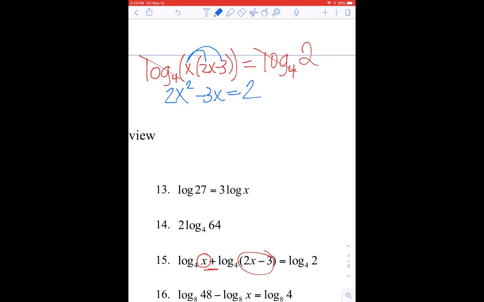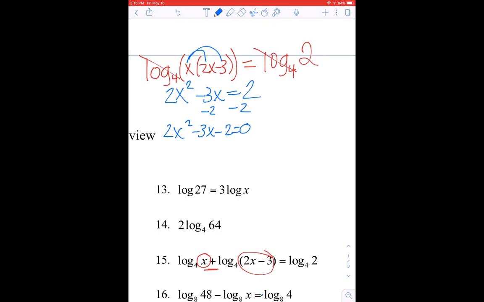And then when you see this x, normally you want to get the x alone, but when you see that this is an x squared, you know that this is going to be a quadratic, which means you need to get everything on the same side and then factor so you can solve for x. This means you're probably going to have two answers for x. Okay, so I'm going to subtract 2 on both sides.